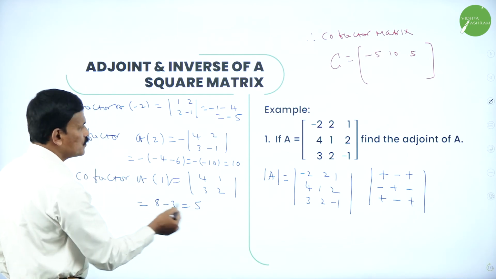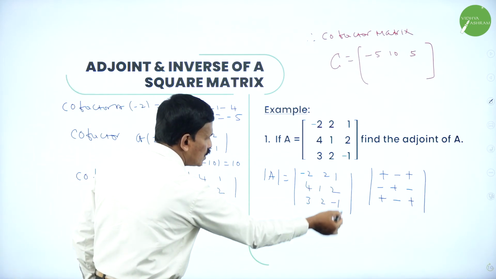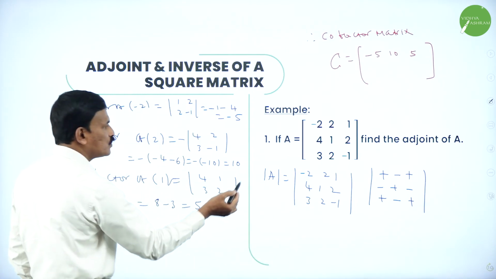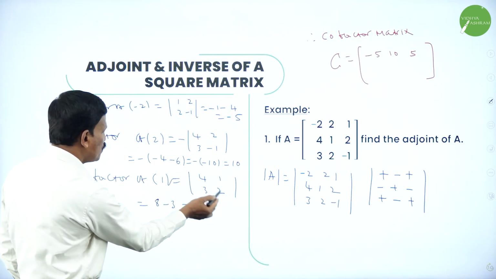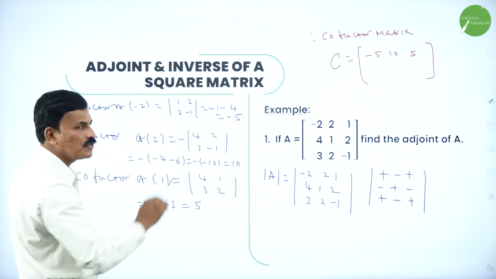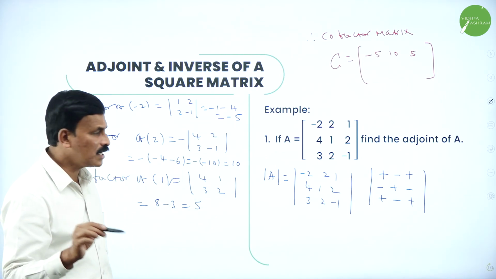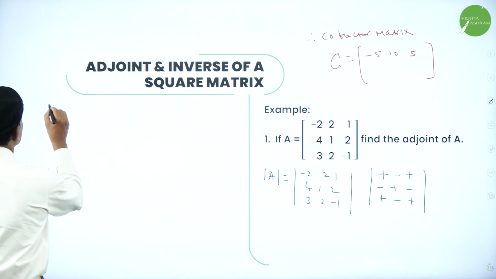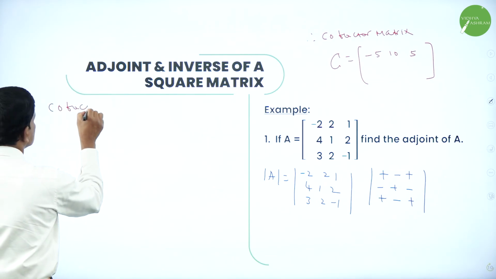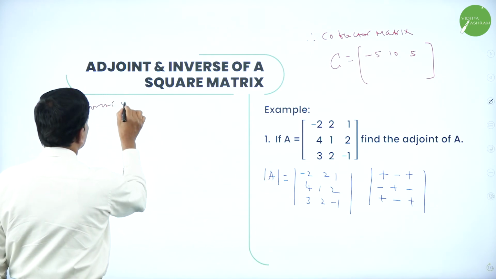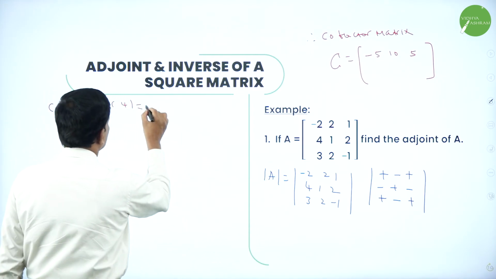That is plus 10. Similarly, the cofactor of 1, delete the row and column containing 1. What is left over? 4, 1, 3, 2. The sign is positive. 4 times 2 is 8 minus 3, that is equal to 5. These are the cofactors for the first row. Similarly, come to the second row. Now, the cofactor of the first element of the second row, 4. What is the sign? It is minus.